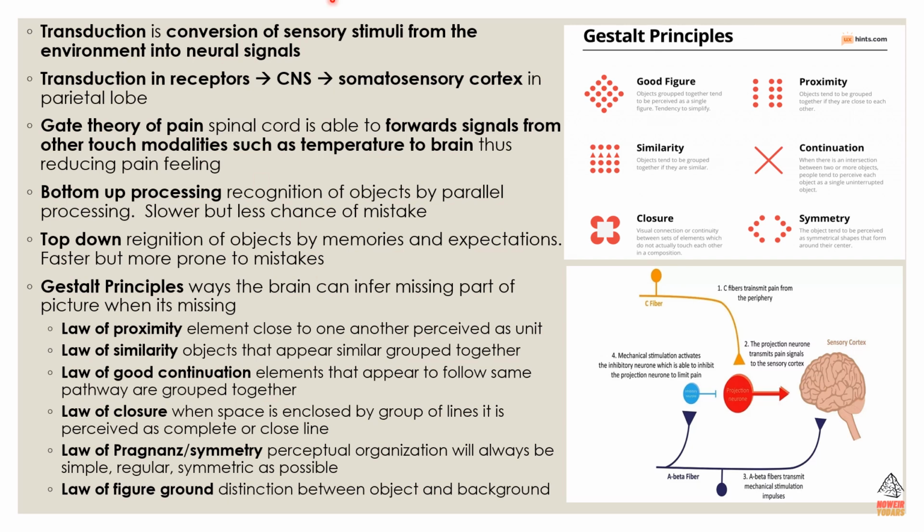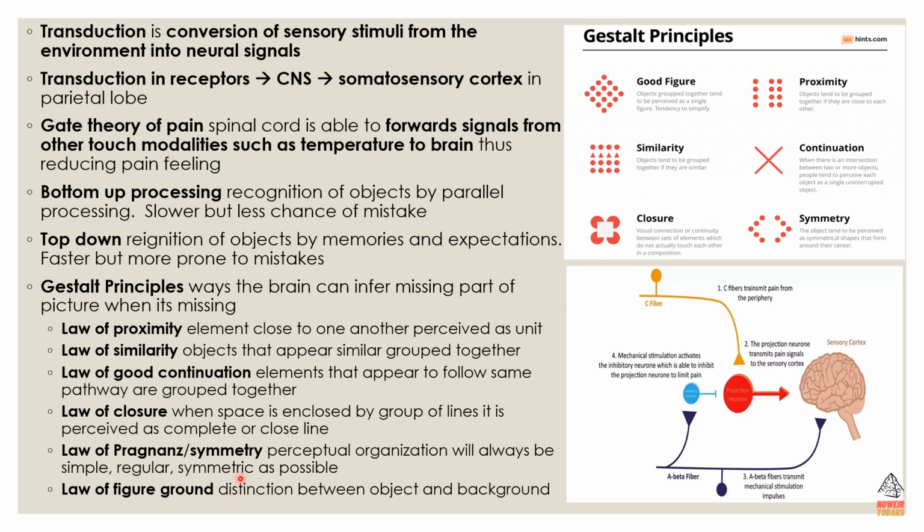Next, we have the law of similarity. An example of this principle is a group of blocks. Objects that appear similar are grouped together. So let's say you have a group of blocks in different colors or the same color or same shape. They belong to a certain group. So we have red blocks, same group. Yellow blocks, same group.